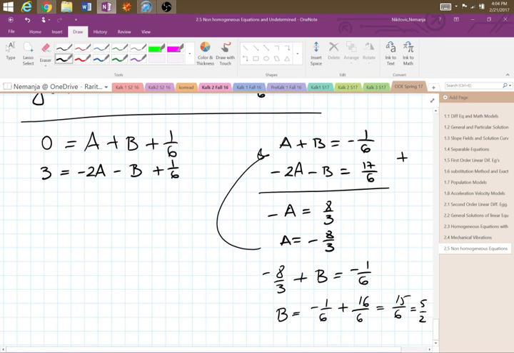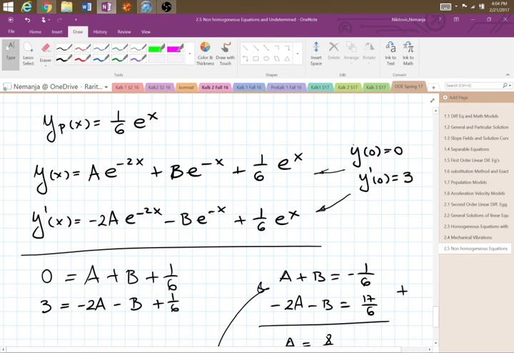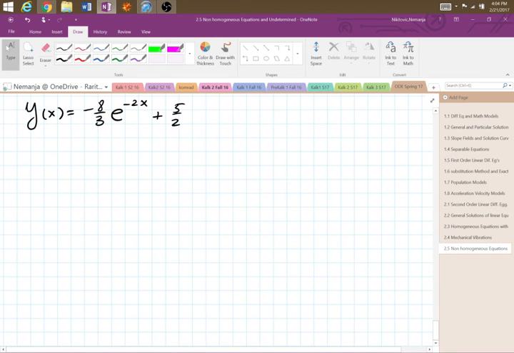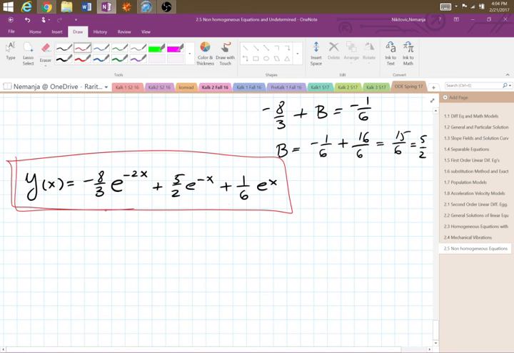Well, I have my a and b now. So the particular solution for the entire problem is negative 8/3 e to the negative 2x plus 5/2 e to the negative x, plus 1 over 6 e to the x. That's it. So that will be a particular solution.